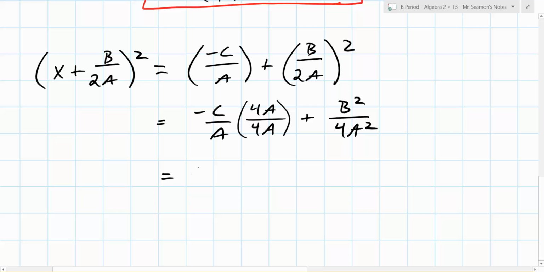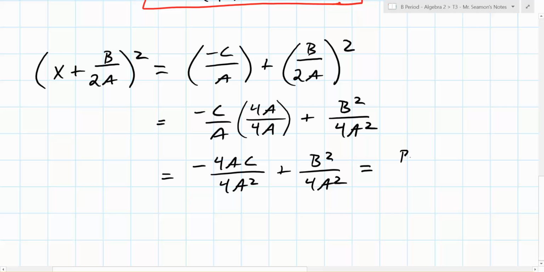So what does that become? Negative what? 4ac over what? 4a squared plus b squared over 4a squared. So do we now have a common denominator? Yeah. Yep. So what's that going to be? I'm going to reverse it here. It's going to be b squared minus what? 4ac all over what? 4a squared.